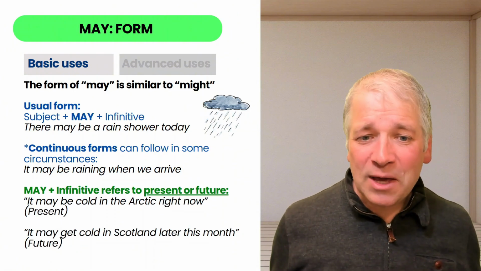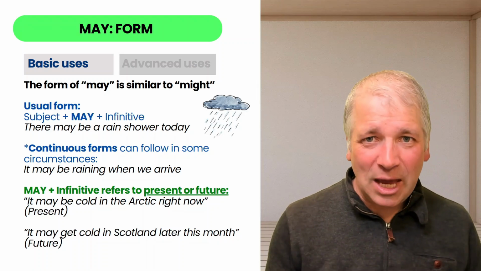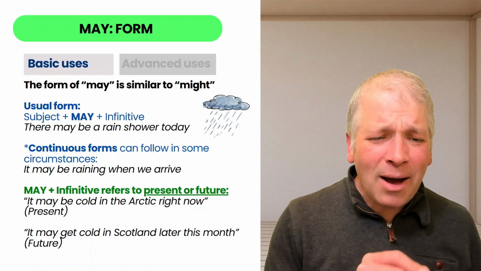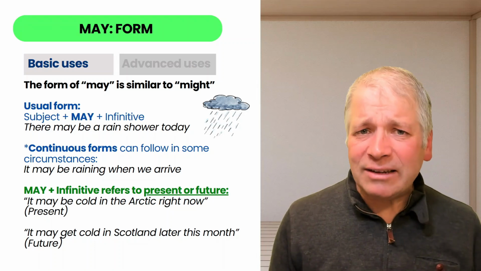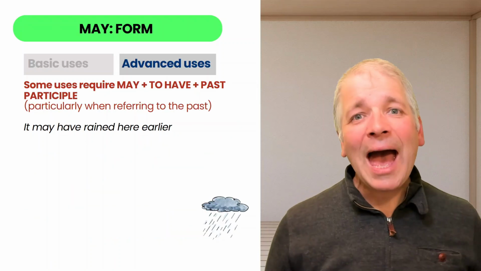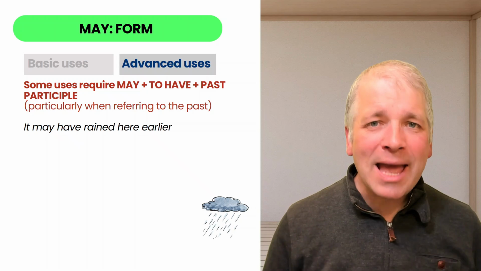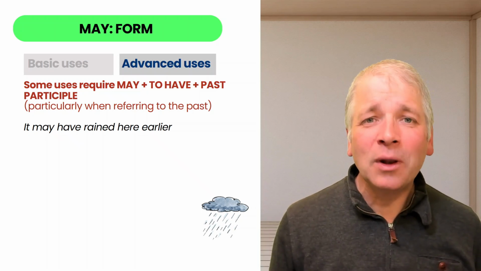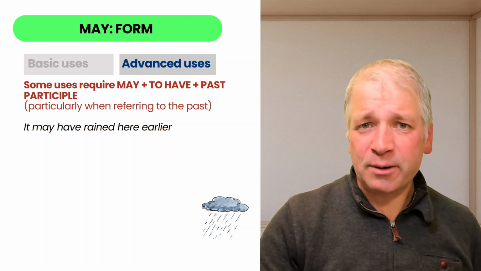It may be cold in the Arctic right now. That's talking about the present. But it may get cold in Scotland later this month is referring to the future. And again, we often use may, have and past participle to talk about past time for certain situations.